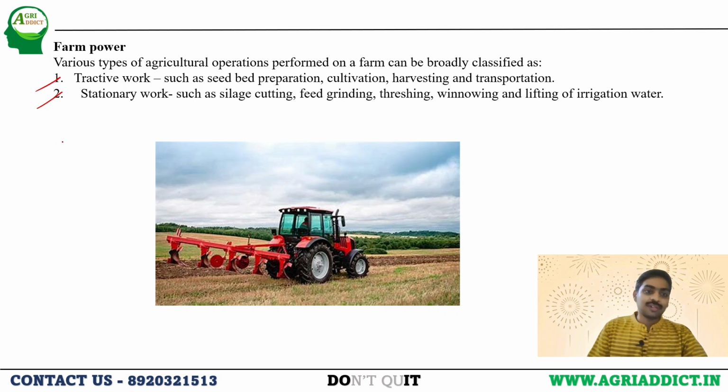Here, referring to the tractive work, the works which are done along with motion will be grouped under the tractive work, and the works which are done stationary, at one particular place, will be grouped under stationary work. An example of tractive work is seedbed preparation, where the tractor will be in motion, and the cultivation process, the harvesting process, and transportation will also be in motion, so they are grouped under tractive work.